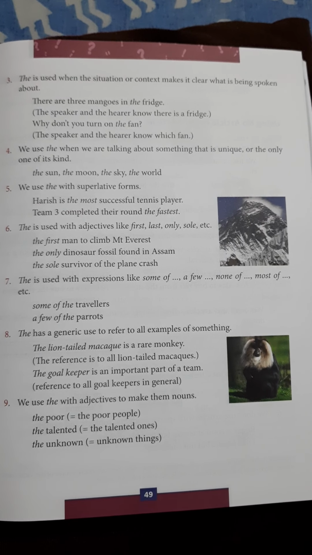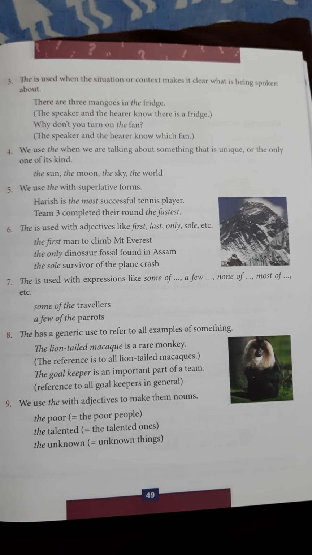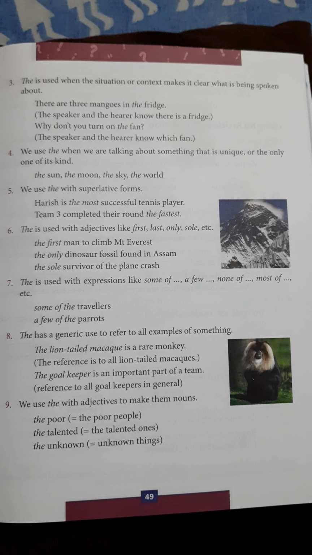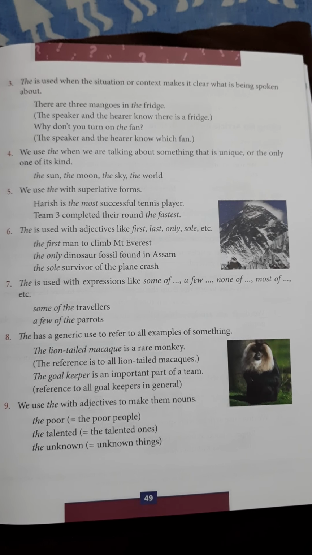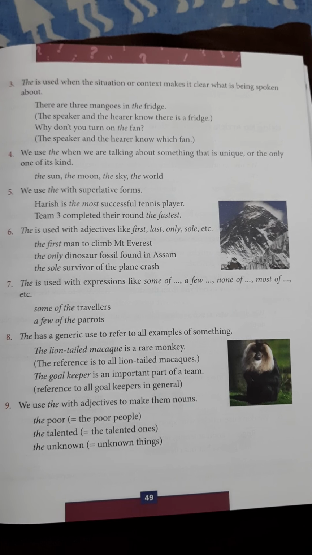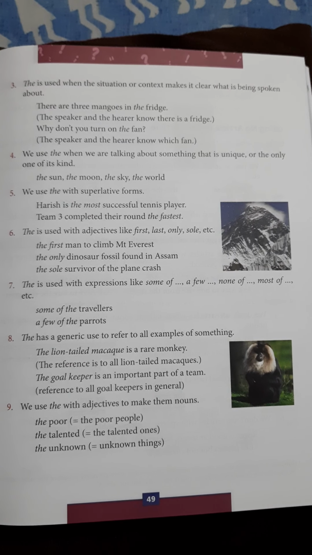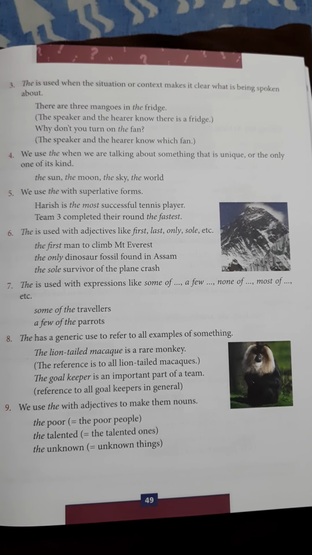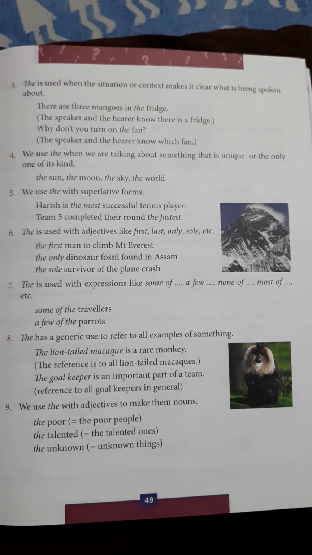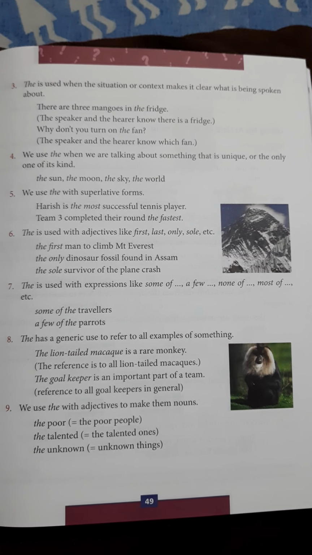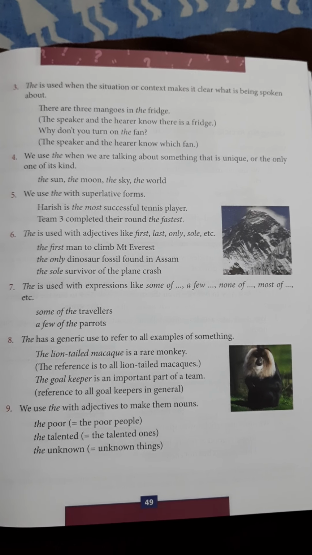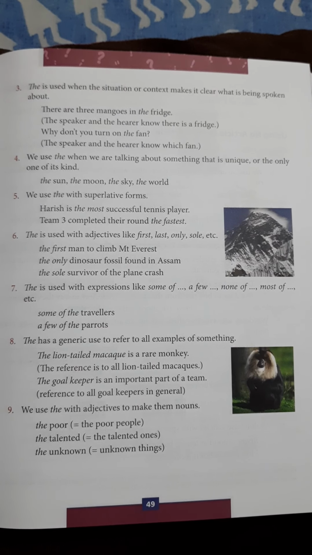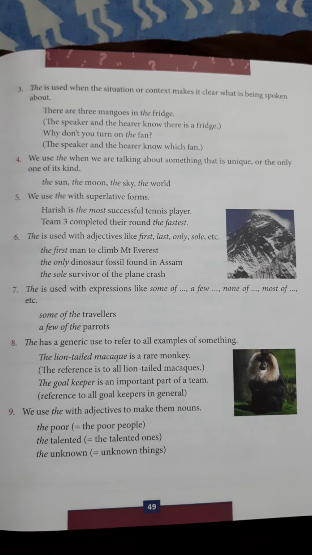Next, the has a generic use to refer to all examples of something. Generic means same kind. Now the goalkeeper is an important part of a team. Here the goalkeeper refers to all the goalkeepers of a team in general. Next, we use the with adjectives to make them nouns. Now poor is there, so to refer to poor as a noun, we use the poor people. So the article is used over there.